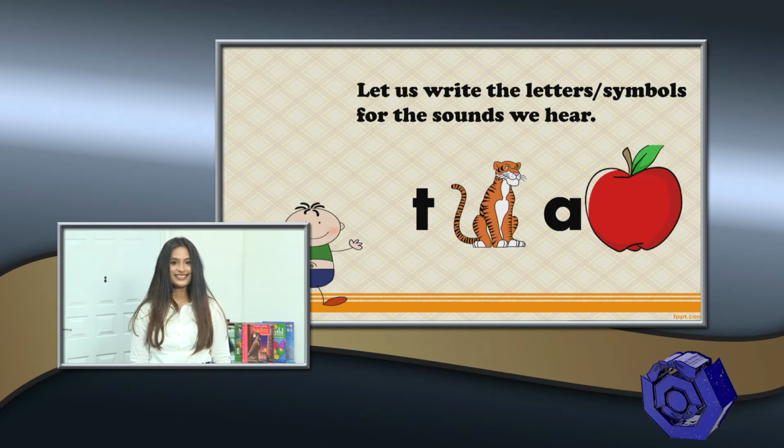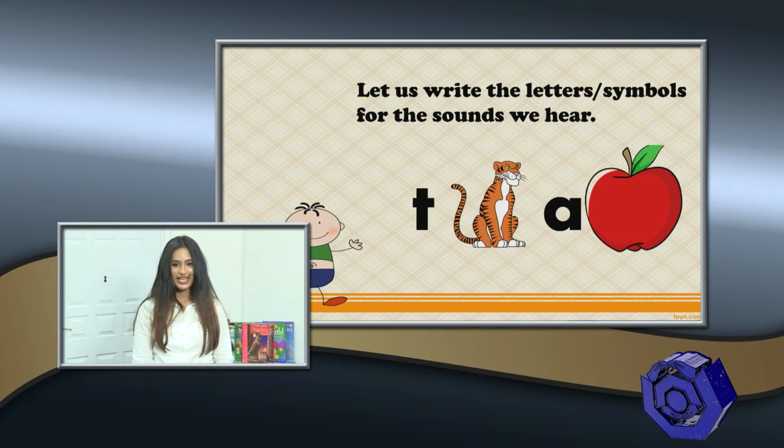Letter T says t. So we're going to write that letter. Letter T is written as one stroke down and one stroke across. T says t. Next letter, letter A.